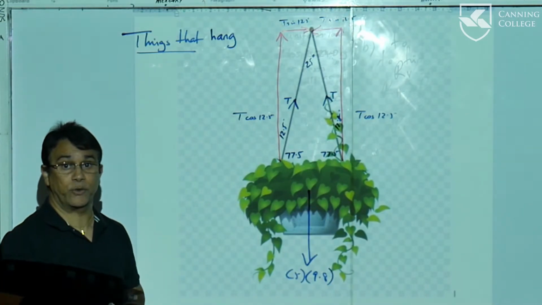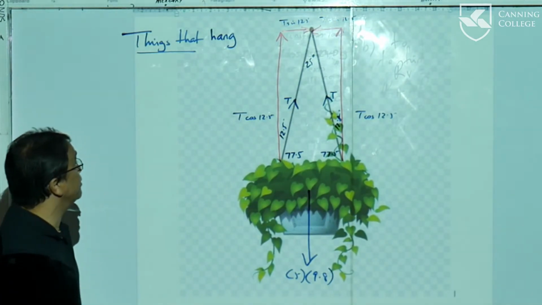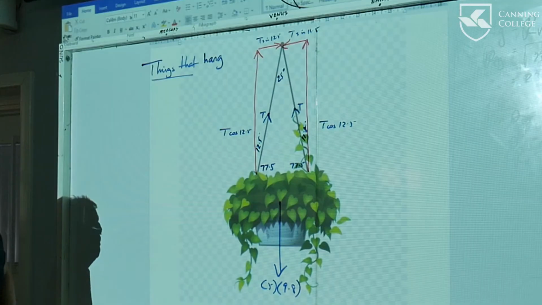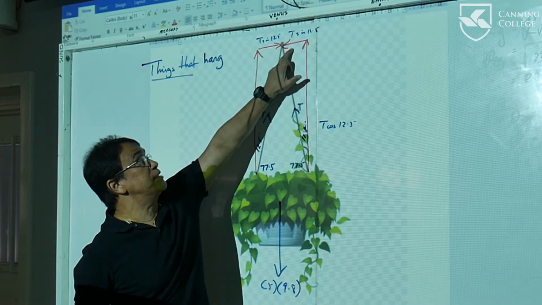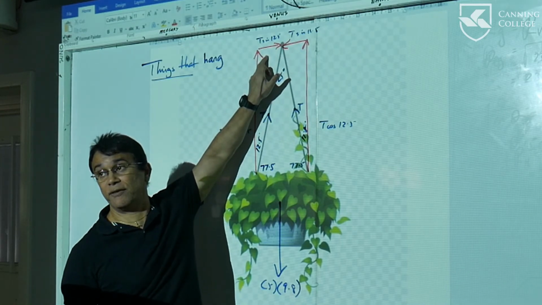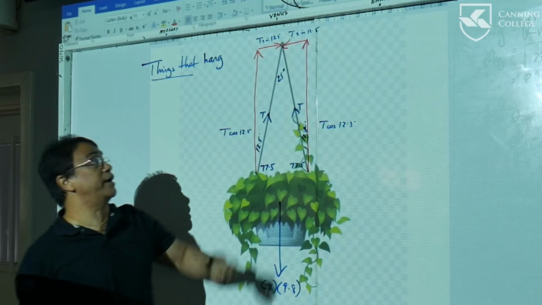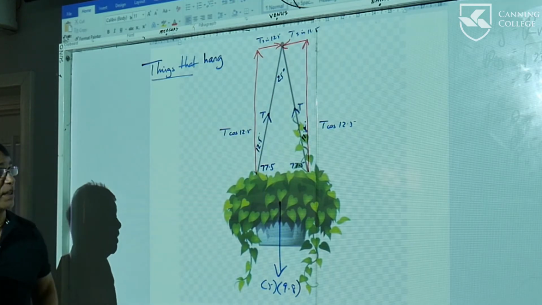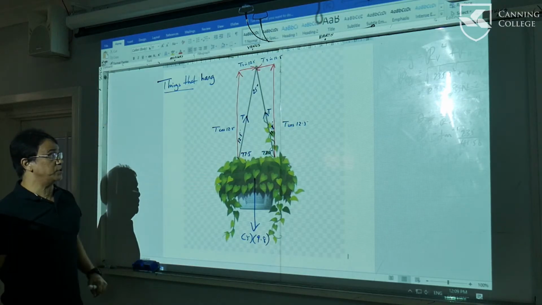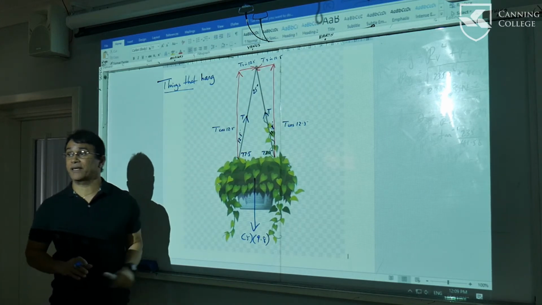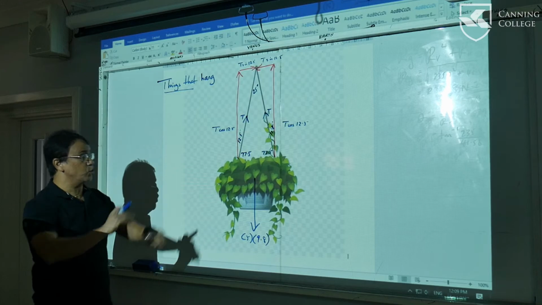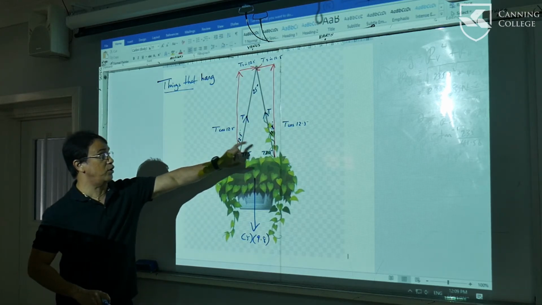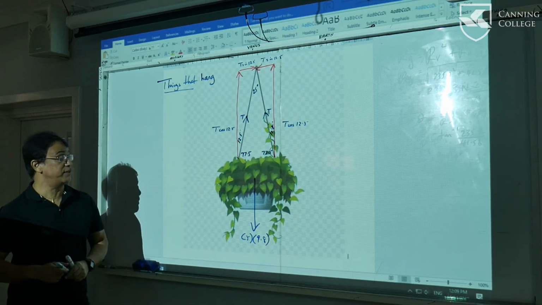Pause the video if you need to and just examine what I've done here. But very obviously, T sine 12.5 to the right is equal to T sine 12.5 to the left. That makes sense. But we don't need that for this question. However, that idea might become important in another question that's related to this sort of scenario, where these two angles are not the same. We'll explore that in another video.